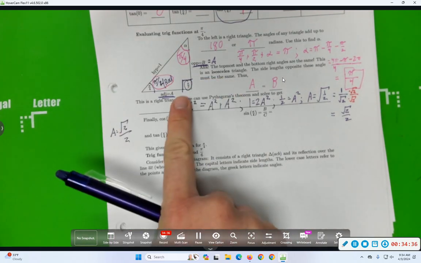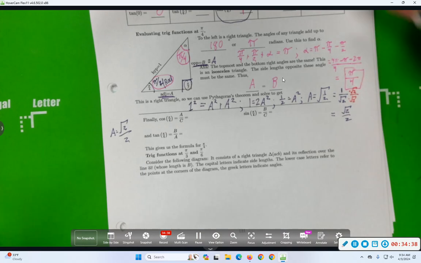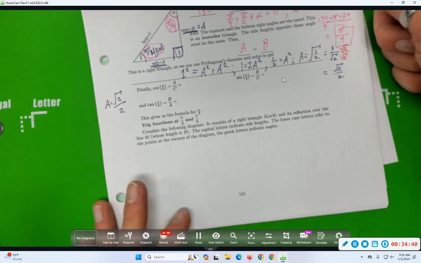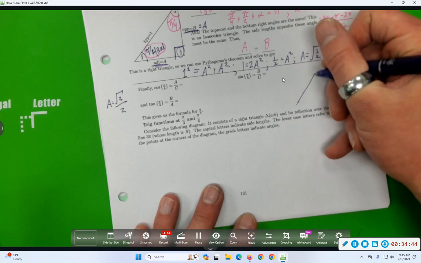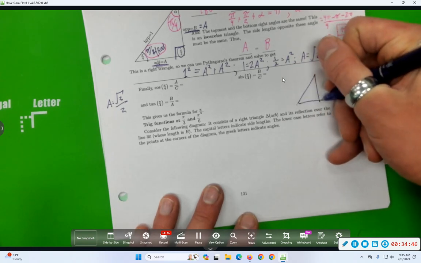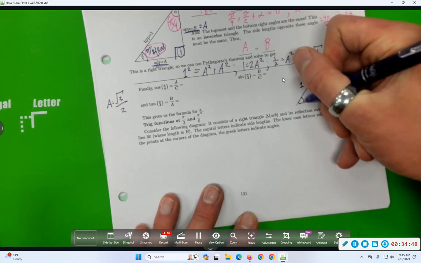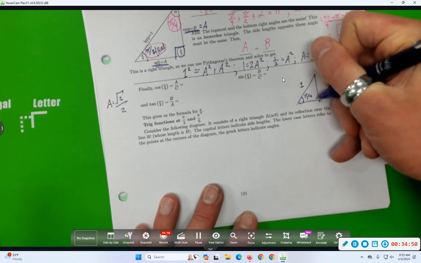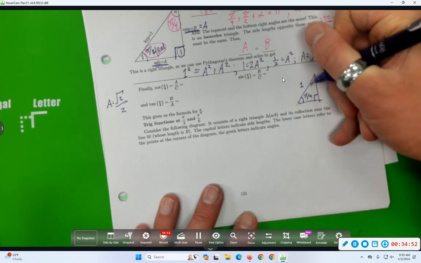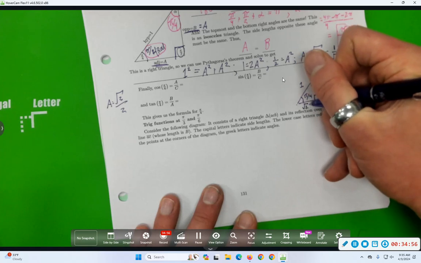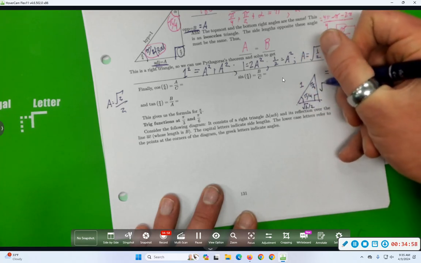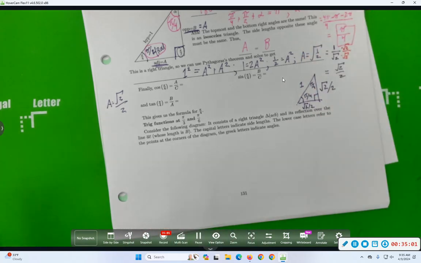This picture is now messy, so I think I'm going to redraw it here. So the hypotenuse was length 1. This angle was pi over 4. This is a right angle. This angle is pi over 4. The side length A is root 2 over 2. The side length B is also root 2 over 2 because A equals B.